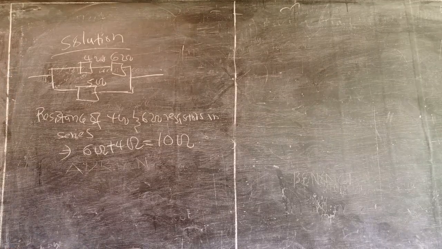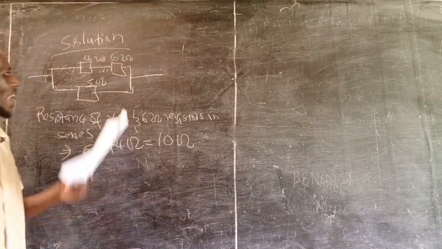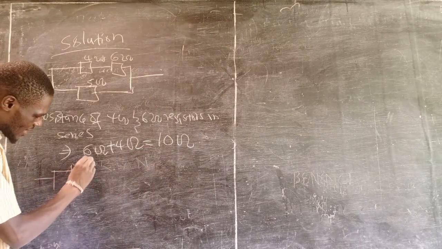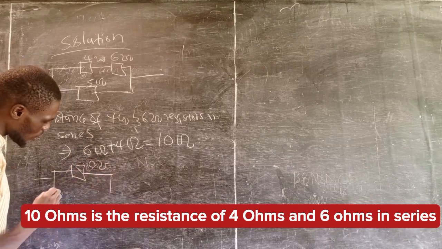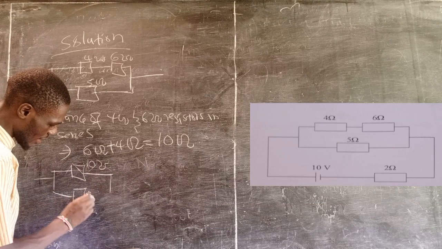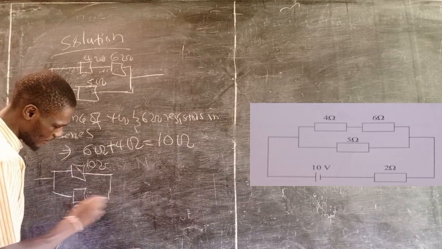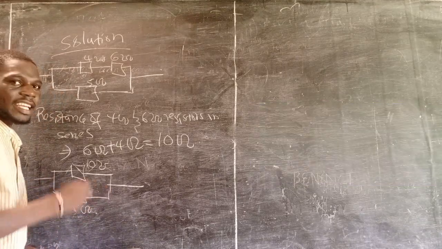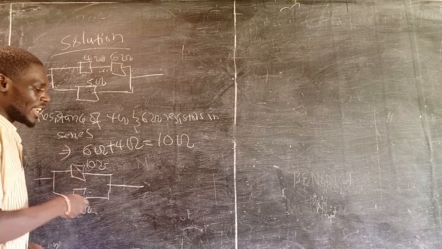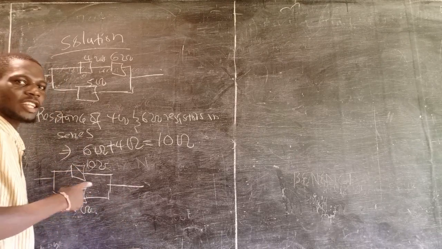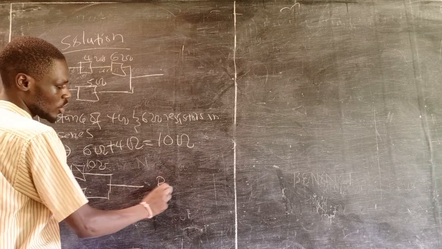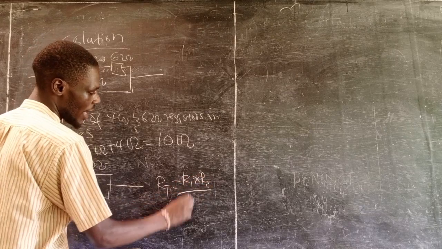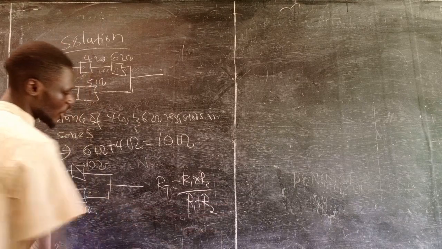Nice one. Now, let's go to the next thing, which is very interesting. Once you have found this 10 ohm resistor, we assume that it is in parallel with the 5 ohm resistor, because we have a junction here. Anytime we have a junction, it means we have something in parallel. When two resistors are in parallel, the total resistance is R1 multiplied by R2 divided by R1 plus R2.